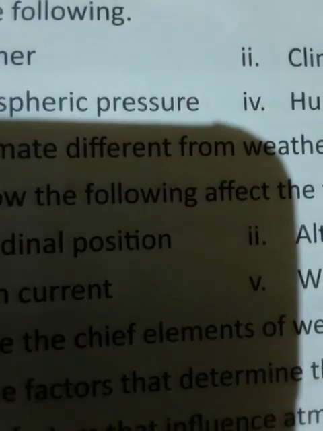Isohyets are imaginary lines joining places with the same amount of rainfall over a unit of time. They are drawn at uniform intervals on the map.